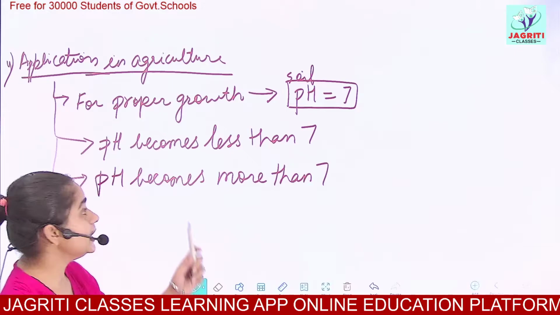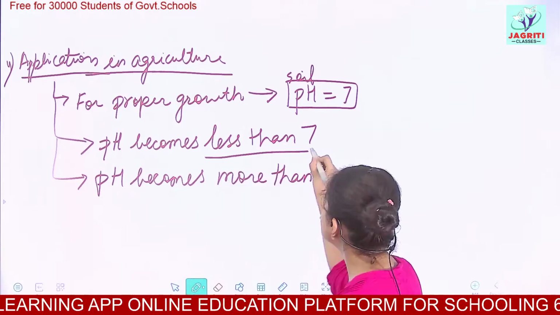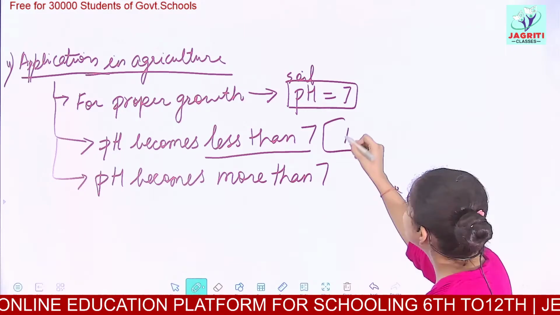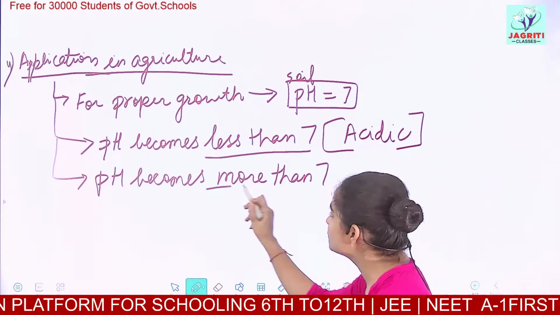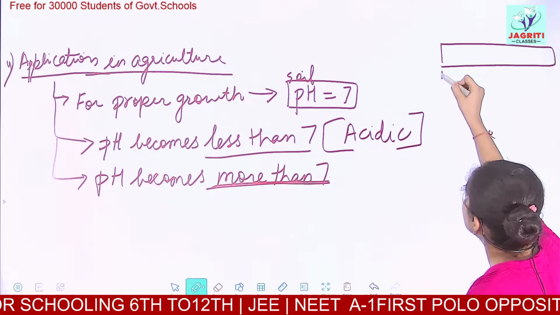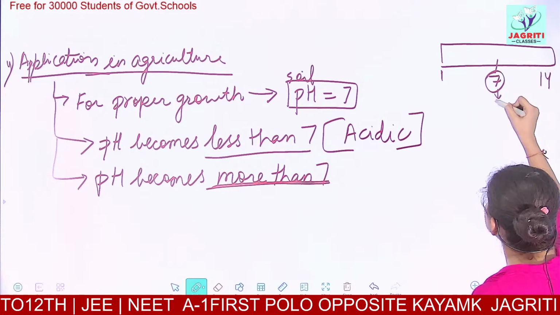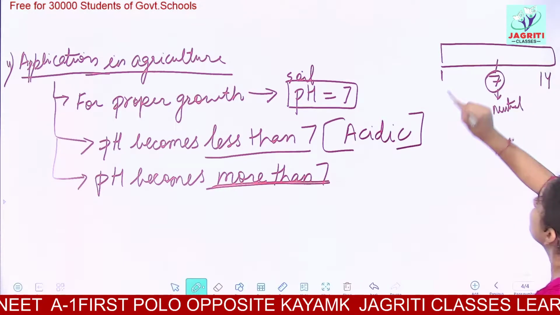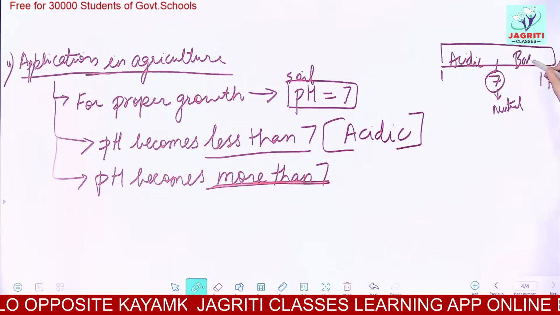If the pH becomes less than 7, we have recently discussed our pH scale. The pH less than 7 symbolizes which kind of solution? Yes, it symbolizes an acidic condition or acidic solutions. And the pH more than 7, I have taught you recently our pH scale. It starts from 1 and ends at 14. The midpoint is 7. 7 is called the neutral solution. On the left hand side of 7, what we get is acidic. And on the right hand side, we have our basic nature of solutions.